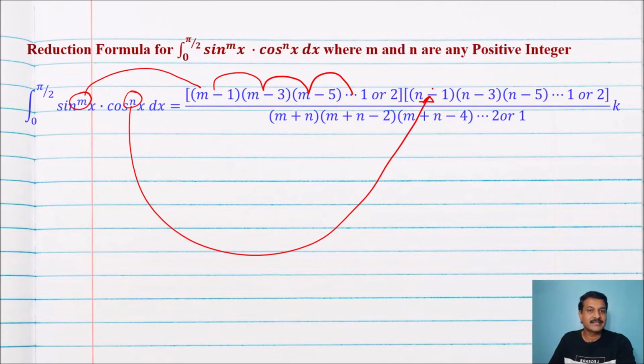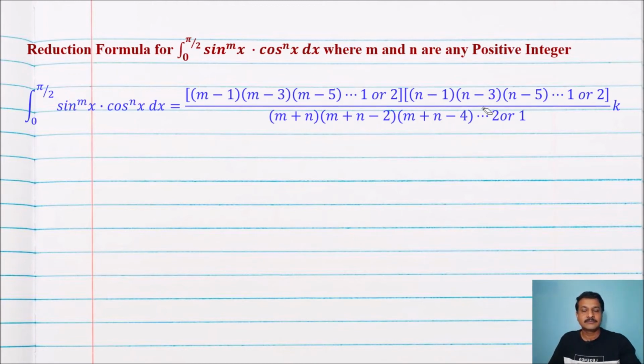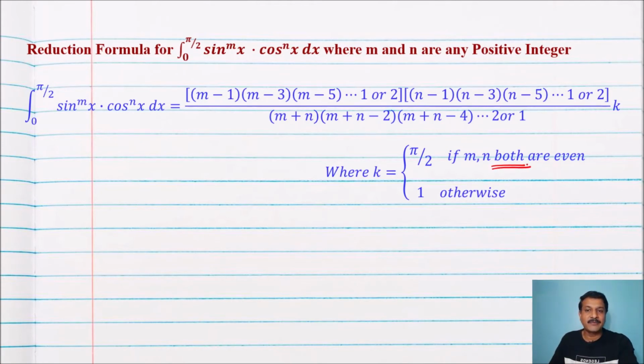So the first number is now n minus 1, then minus 2, minus 2, minus 2, up to either 1 or 2 into k. So what is this k? Here k equals pi by 2 if m and n both are even. It means that if the powers of sine and cos are both even, then k equals pi by 2.